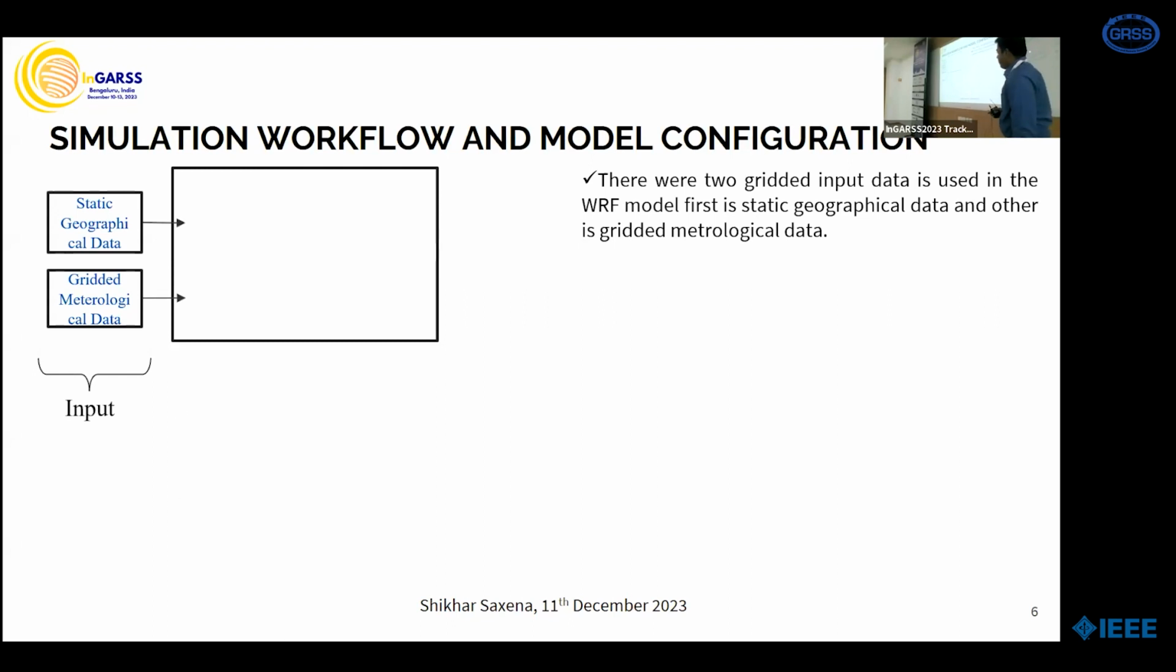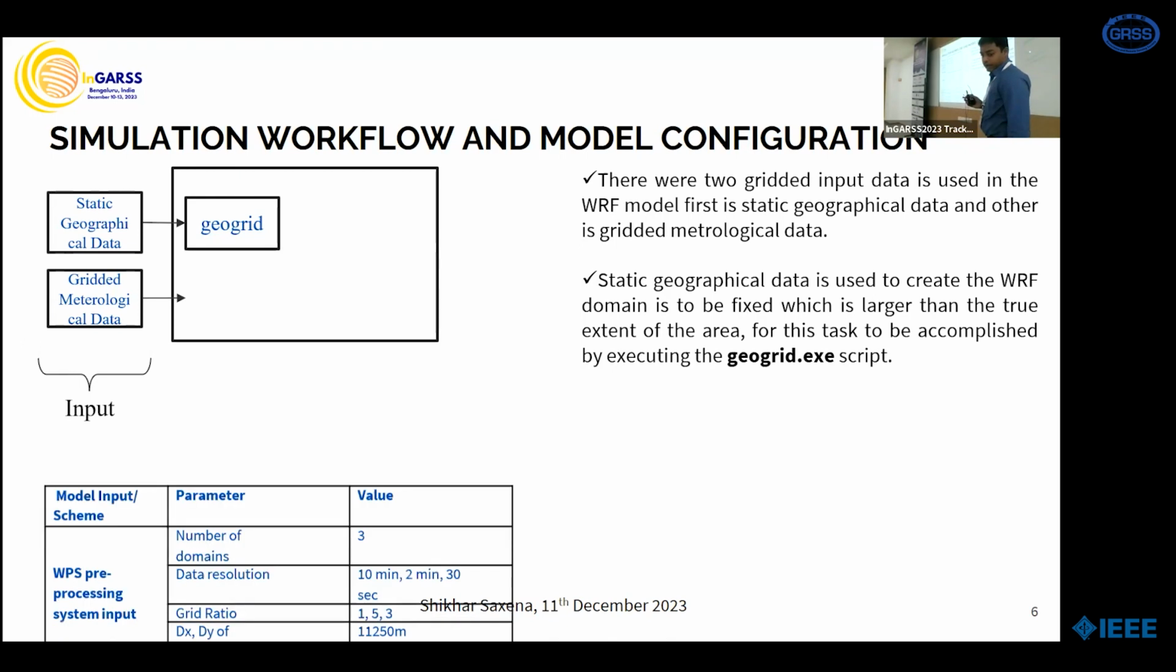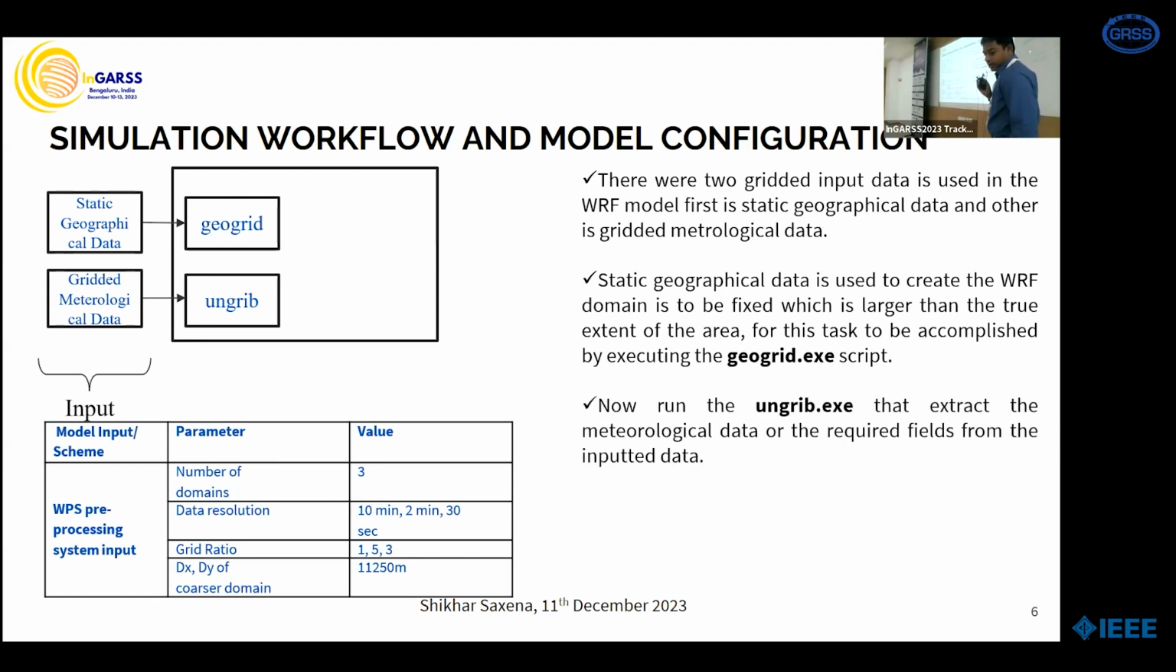Starting from the next step onwards, this geogrid executable file is to create the WRF domain. It may be one nested or two nested according to our study. And these are the input parameters which I have used in this study. And second is the ungrib executable. This ungrib is used to extract the meteorological data and its required fields in the input domain, which is generated by GeoGrid.